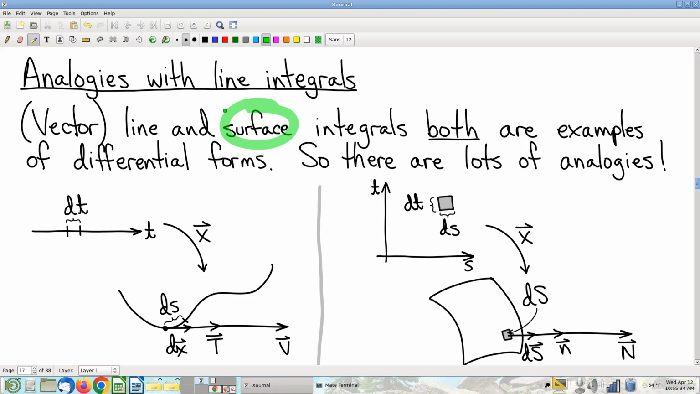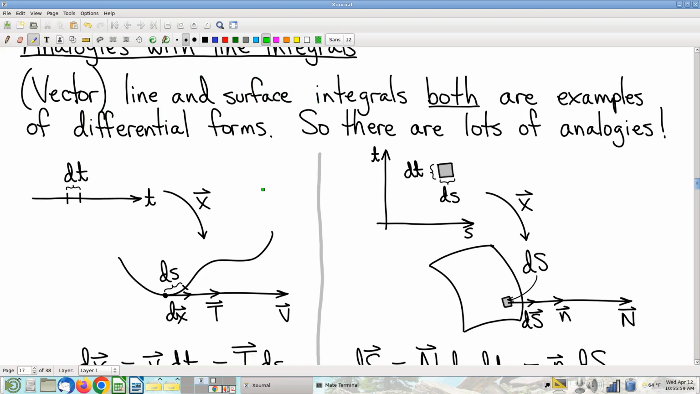Based on the physical applications that motivate them, you would not expect vector line integrals and vector surface integrals to have anything to do with each other in any way. And at this point, that's kind of where your mind should be. It should be on, well, these are totally unrelated concepts. So again, I like to point out when there are cool coincidences that happen.